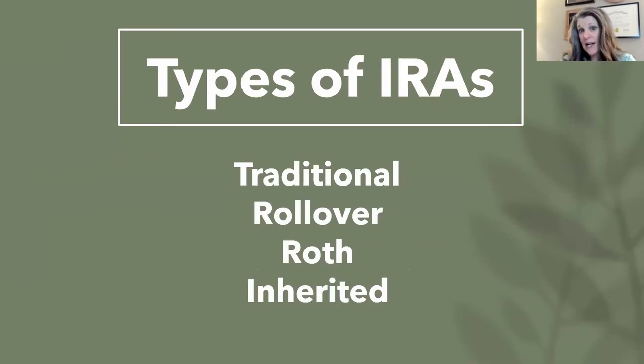Okay, the types of IRAs that we're going to talk about today are traditional, rollover, Roth, and inherited. There are other types of IRAs that are for businesses, like SEP, Simplified Employee Pension, and then also there's SIMPLE IRAs, and those are for businesses as well. But this presentation decided to focus on the accounts that individuals open.